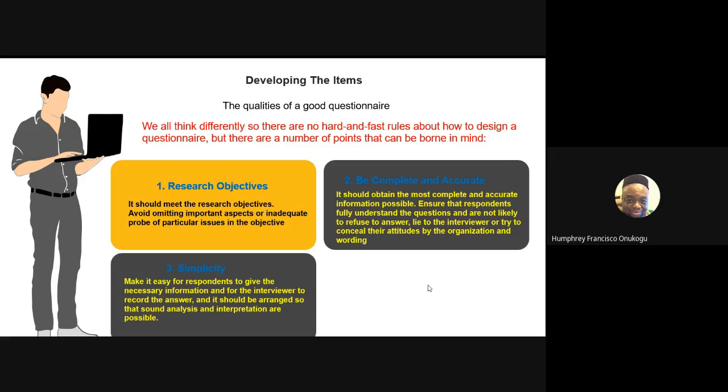The third one is simplicity. You have to make it simple. Make it easy for respondent to give necessary information and for the interviewer to record the answer, and it should be arranged so that sound analysis and interpretations are possible. In this simplicity, you are considering both on the side of the respondents and on the side of the researcher. It should be simple enough for the researcher to extrapolate information, data, and do analysis, and it should also be simple enough for the respondents to understand and respond. So the simplicity applies to the two ends.